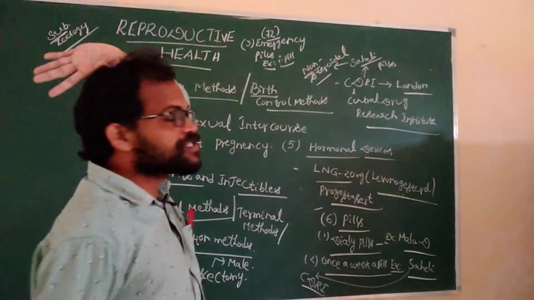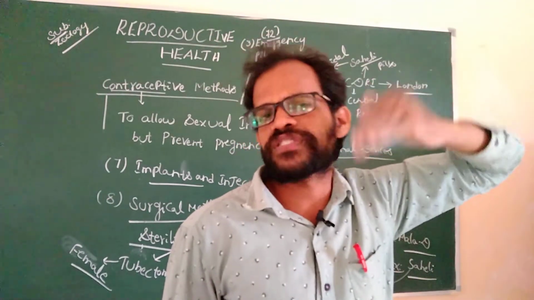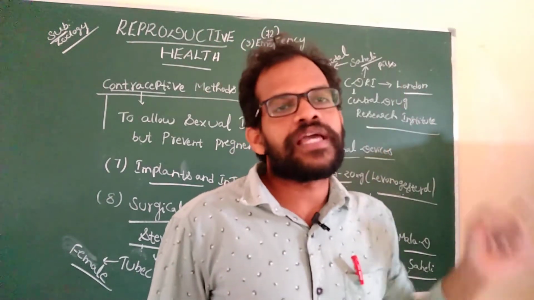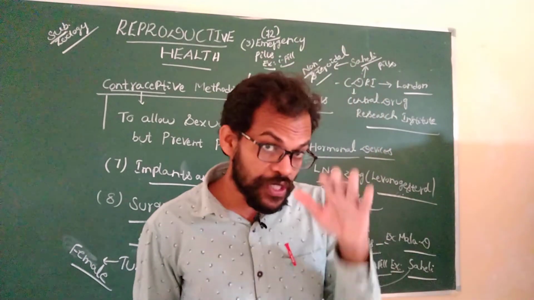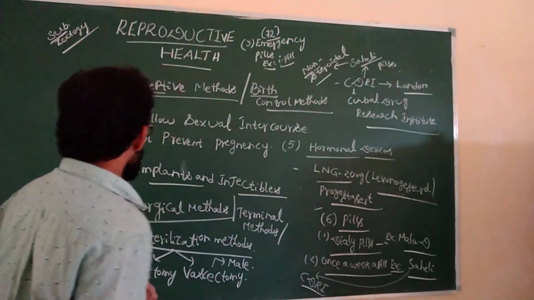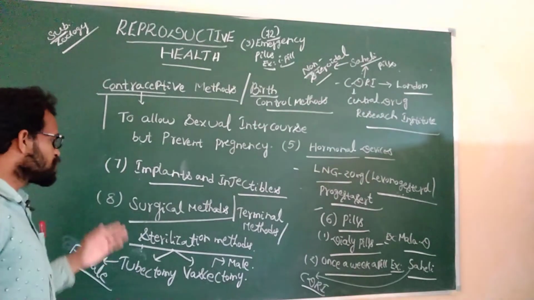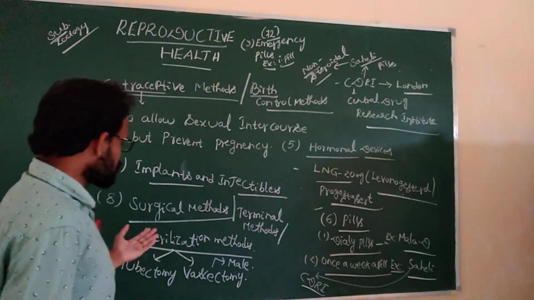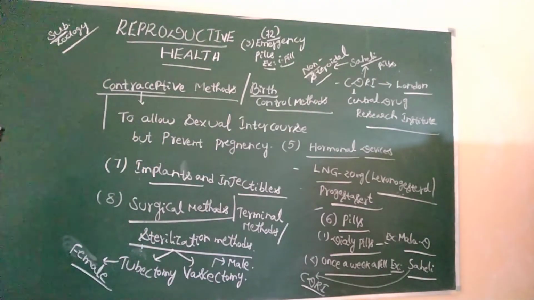Next, emergency pills. Couples use the emergency pill after coitus, after the sexual intercourse is completed. These emergency pills also consist of estrogen and progesterone, which reduce the fertility rate and also prevent pregnancy. And also other methods, implants and injectables, can be used. Surgical methods, terminal methods, are also sterilization methods. This is a permanent method, that is tubectomy and vasectomy.